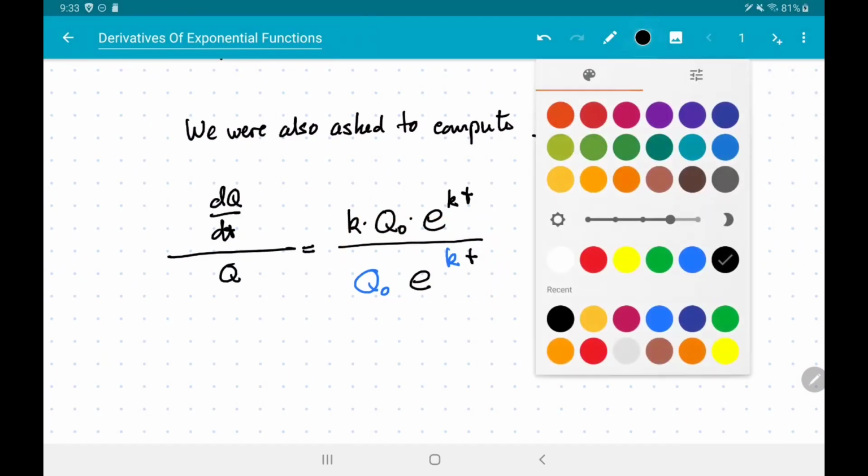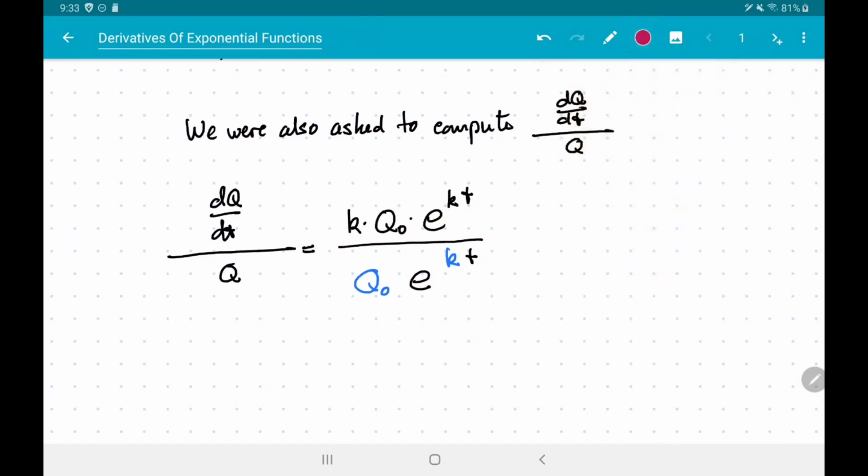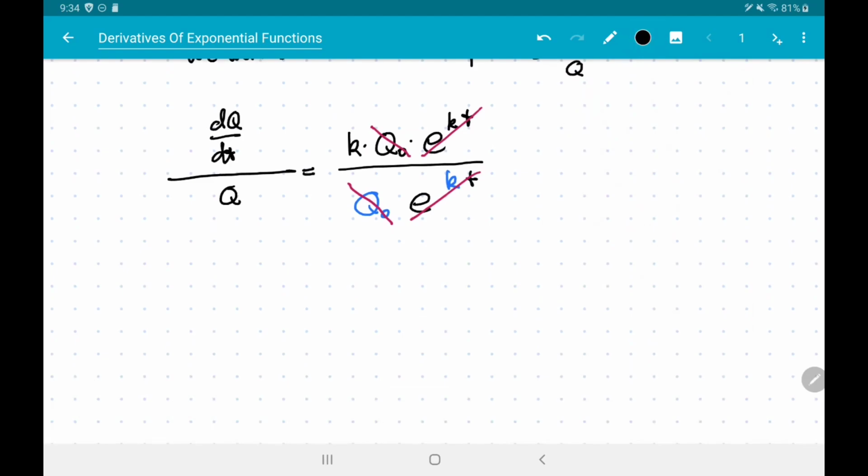And what you should, of course, see is that we have factors that cancel. There's a q0 multiplied in the top and the bottom. There's also an e to the kt multiplied on top and bottom. So when you clean all of this up, the denominator is now 1, so we don't even need to write it. But now we have dq over dt divided by q equals k.